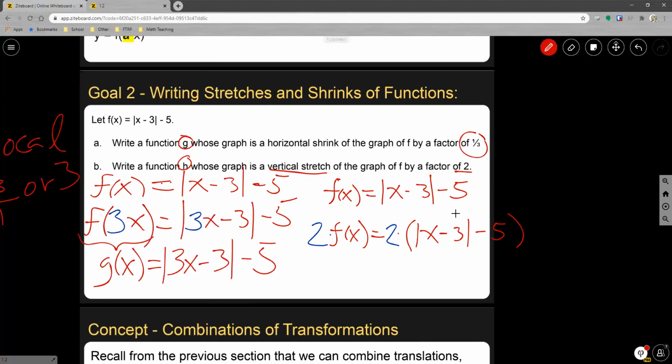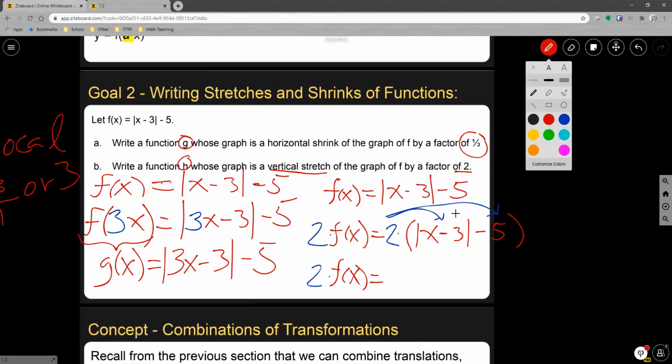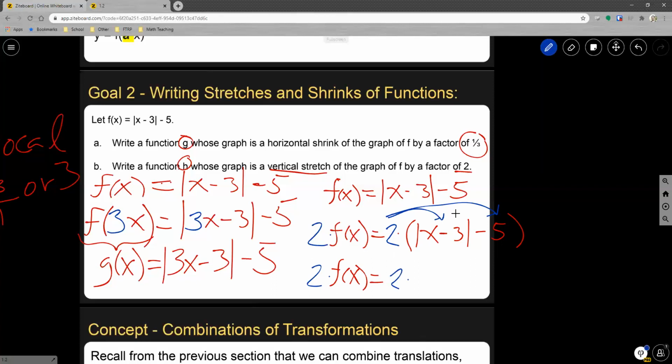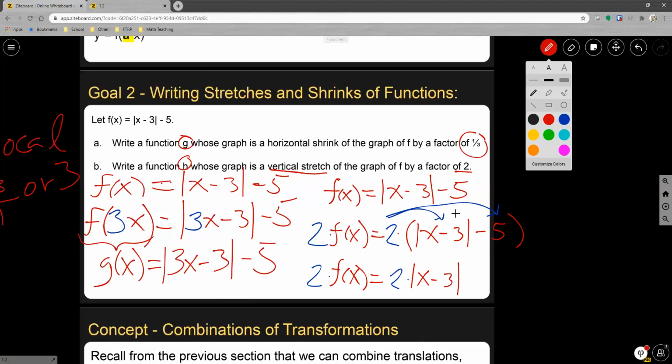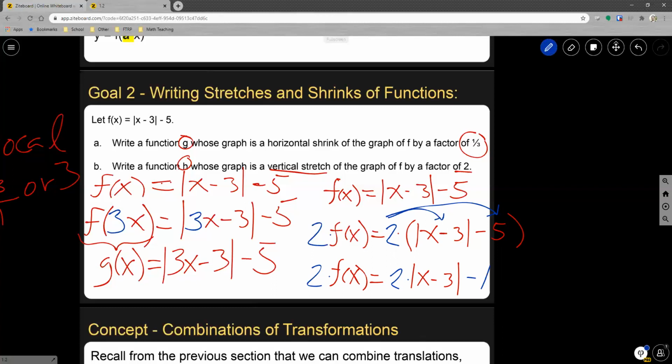Absolute value of x minus 3 minus 5. Since that's a multiplication, I have to use my distributive property. So I get 2 times function f of x is equal to 2 times the absolute value of x minus 3. And then 2 times negative 5 is going to be minus 10.